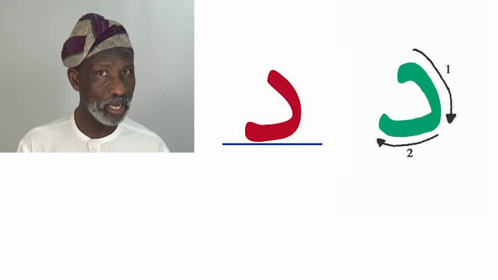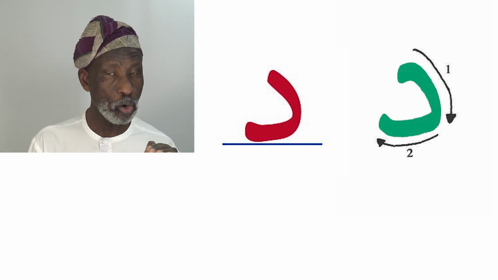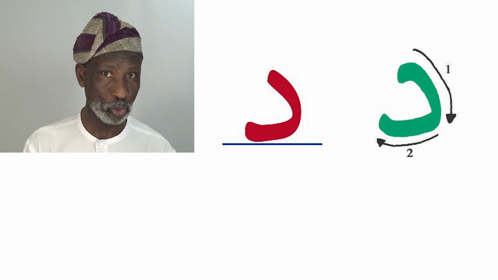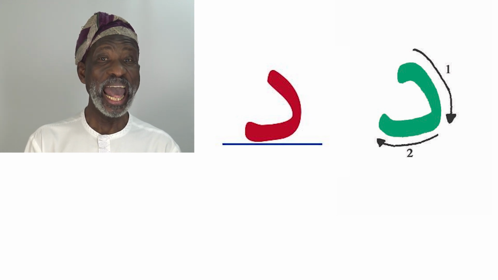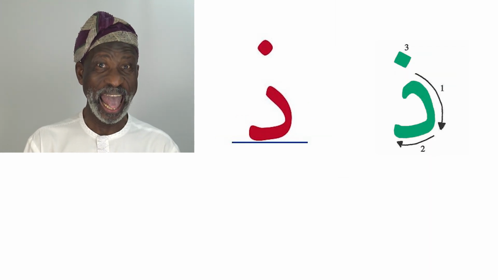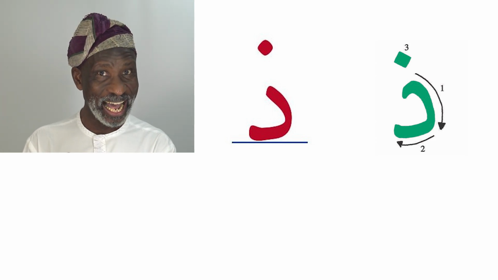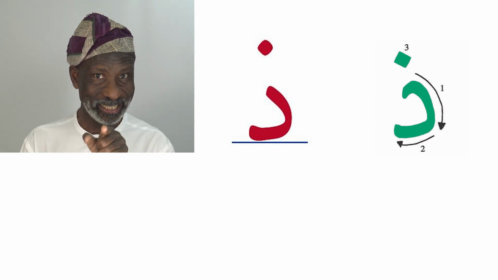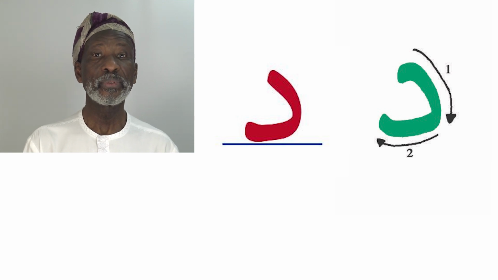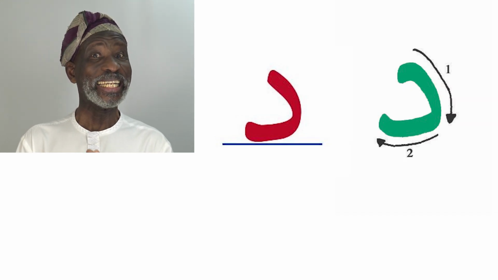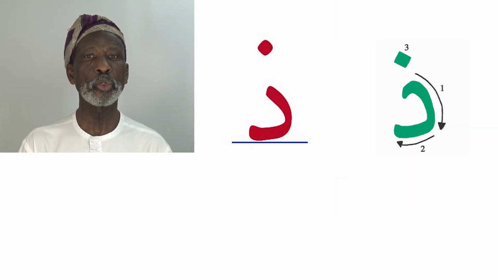Dal. Look at the arrow. Look at the way we are putting this dal on top of the line. No part of dal going below the line at all. The second letter for today is dhal. You may notice it's the same shape as dal, but dhal is carrying 1 dot on top. Now let me demonstrate for you.